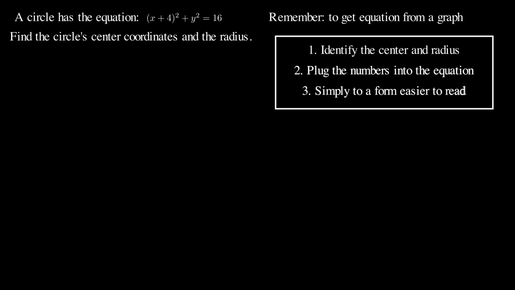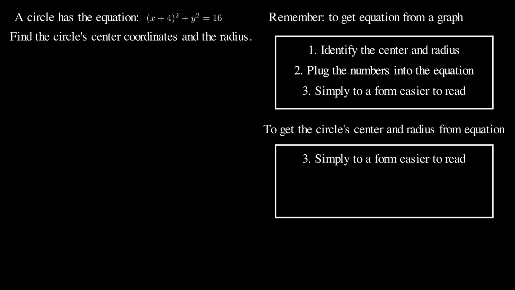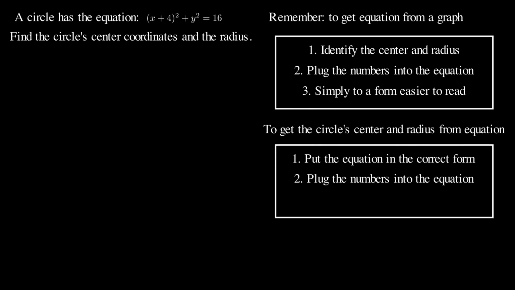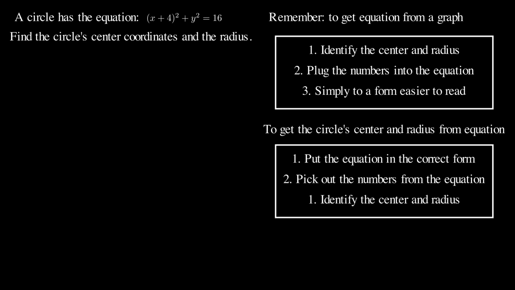So this time, when we're trying to calculate the circle's center and its radius from its equation, we need to do all three of these steps backwards. So, instead of taking our equation and putting it in a form easier to read, we need to take our equation and put it in the correct form. Then, instead of plugging the numbers into the equation, we need to pick out the numbers from the equation. And then, instead of identifying the center and radius from the graph, we identify the center and radius from the equation. So let's start by putting the equation into the correct form.